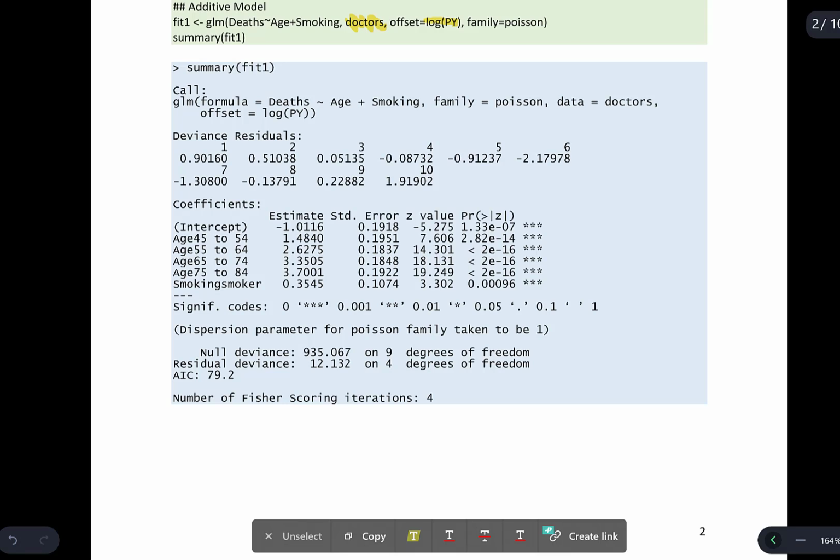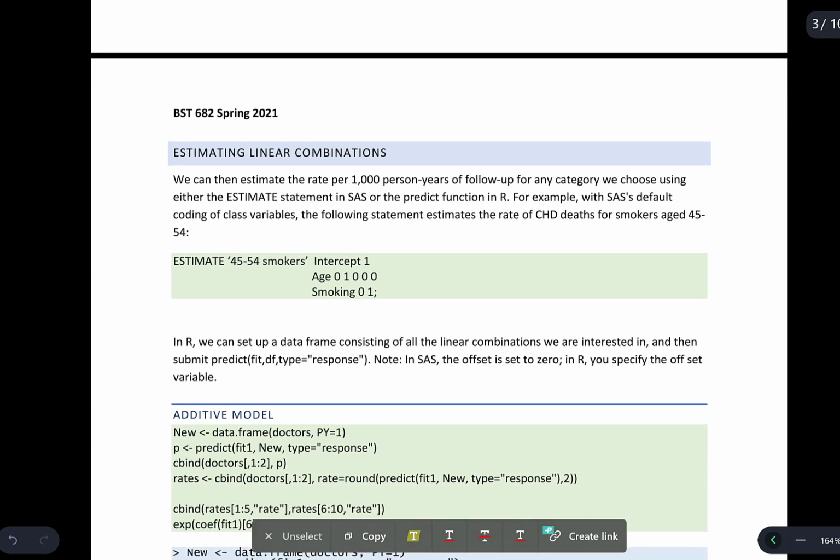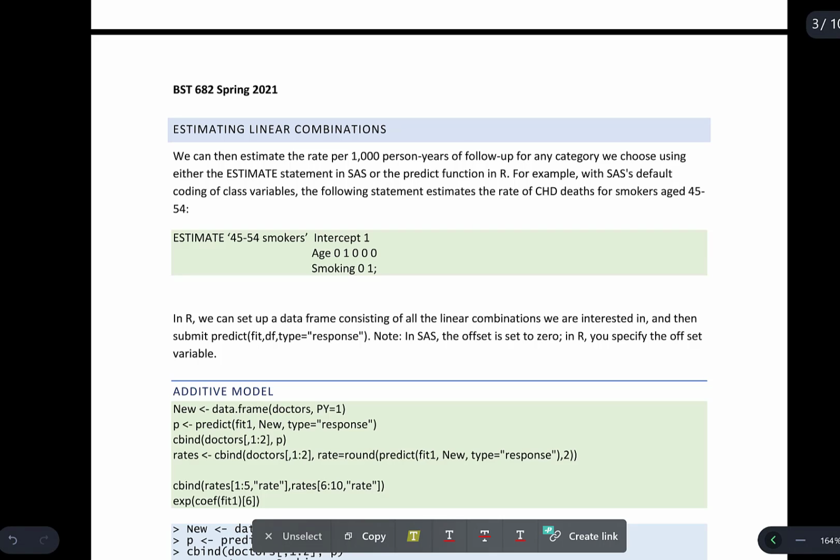All right, and so then here is the output that we get. Again, just as we would normally expect, the format of the output looks very similar. Here we have all of our estimates. We've got the number of iterations, what we would usually expect to see.